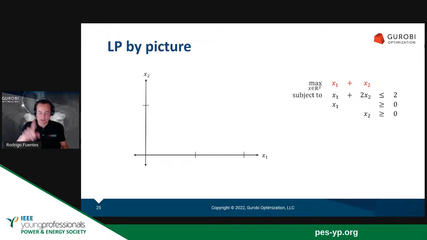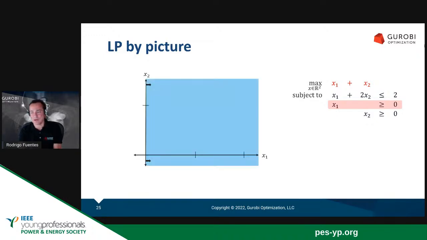So that's the xy plane, x1 in the horizontal axis, x2 in the vertical axis. We want to maximize the sum of x1 plus x2 subject to those linear constraints. So let's see how this looks. The easy one is, well, x1 being positive. X1 being positive means that we're going to stay on the right-hand side of the y-axis where you see those arrows. So that blue area is x1 being positive.